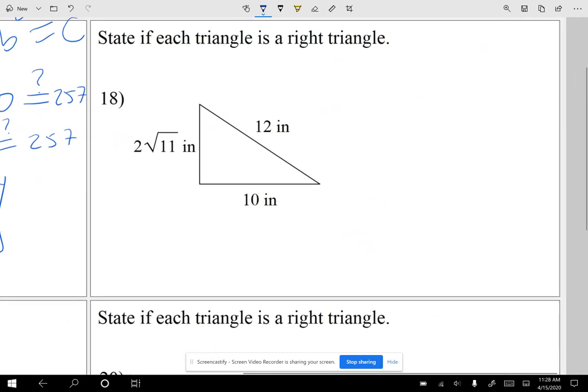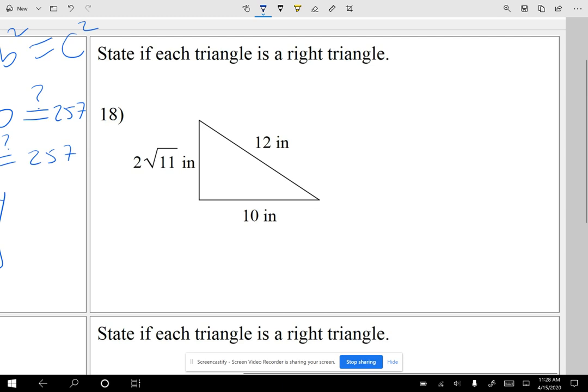All right, let's take a look at number 18. I'm going to square each of my numbers. 12 squared is 144. 10 squared is 100, right? 10 times 10. Now, 2 radical 11, that happens to be 44. How did I get that? All right, let's take a look. 2 squared, that's 4. Square root of 11 squared is 11. 4 times 11 is 44.